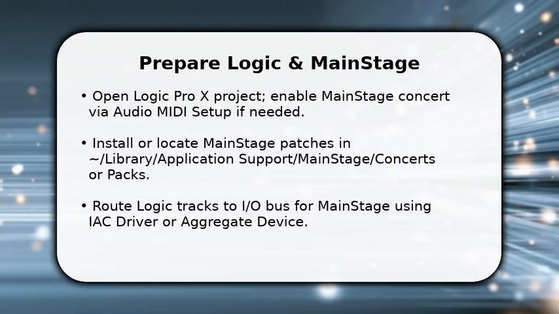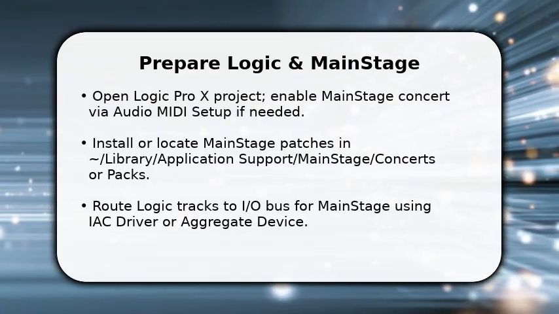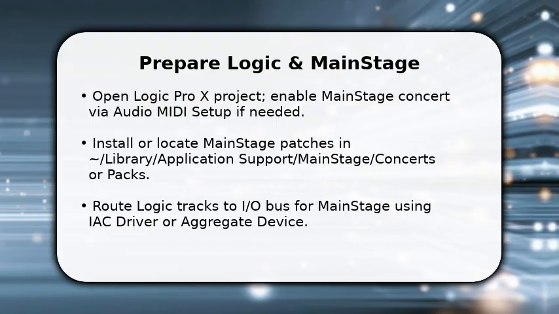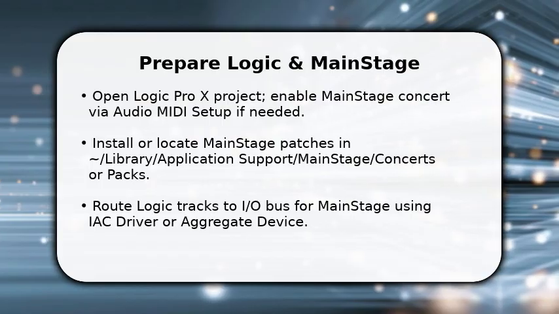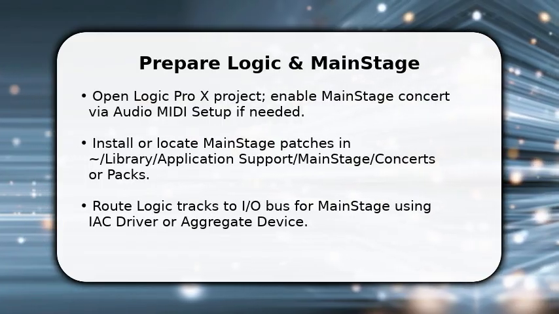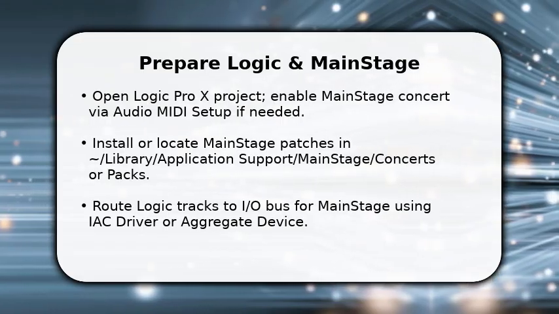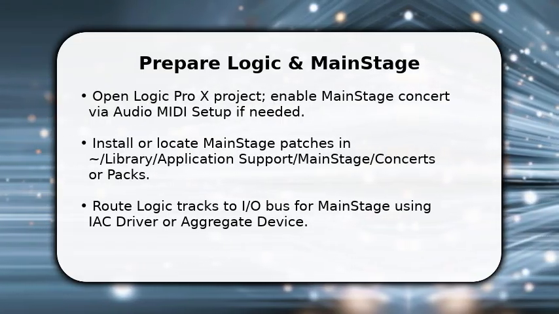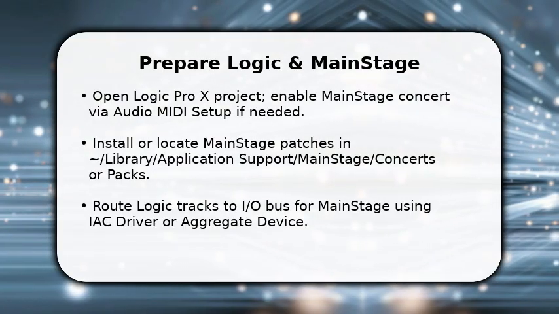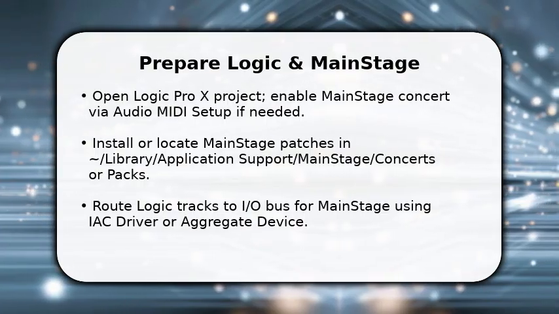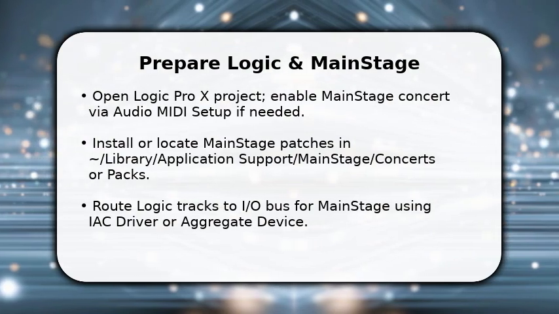You start by preparing both apps so routing works. Open Logic, then launch MainStage and load the concert with the patch you want. Make sure the IAC driver or an aggregate device is active in Audio MIDI Setup so Logic can send MIDI to MainStage. Once done, assign a bus or external instrument channel in Logic to route MIDI. This sends note and CC data to the patch. Do this now so the next steps operate on a working connection between the two programs.